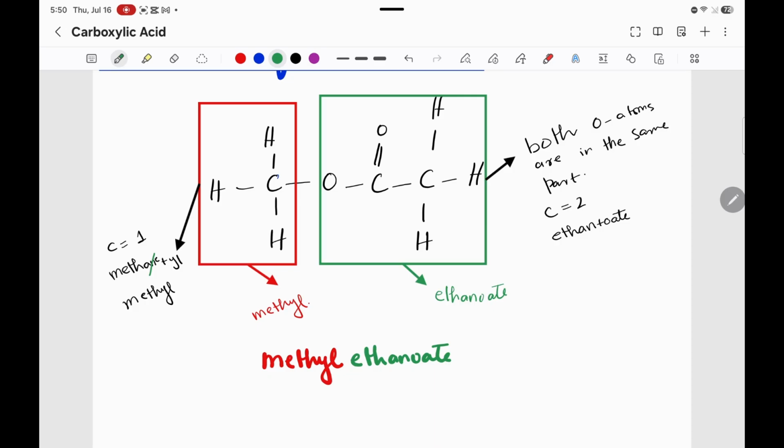Let me repeat what I did. Actually, I divide the whole ester structure into 2 parts. One part contains both the oxygen atoms in the structure, and that part will be named in such a way: the number of the carbon atoms and OH at the end. And the other part, which has no oxygen in it, would be the number of the carbon atoms, and ane will be dropped and IL will be added. So methyl ethanoate, and that's it.